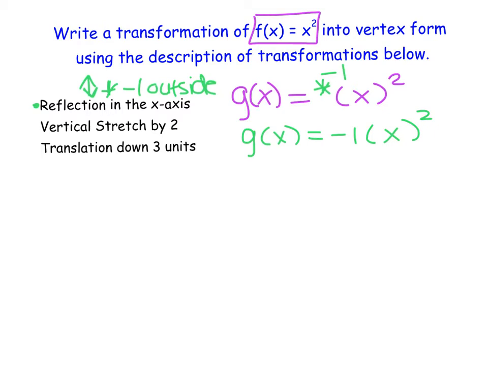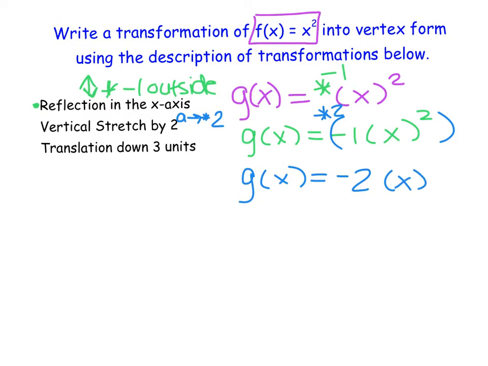Then from here, the next piece is we're going to vertically stretch this by a factor of 2. Remember, our vertical stretch is our a value, so we're going to multiply the outside of this entire function by 2. And as a result, we're going to put a little parentheses around it, multiply this outside by 2. That is going to vertically stretch it up to be twice as tall. So we have -2 now on the outside, x in our parentheses, and then the squared on the outside. So we've taken care of that one.